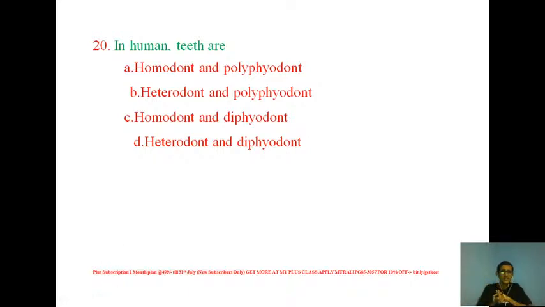In the human, teeth are which kind? Homodont, polyphyodont; heterodont, polyphyodont; homodont, diphyodont; heterodont, diphyodont. Which is the right answer?